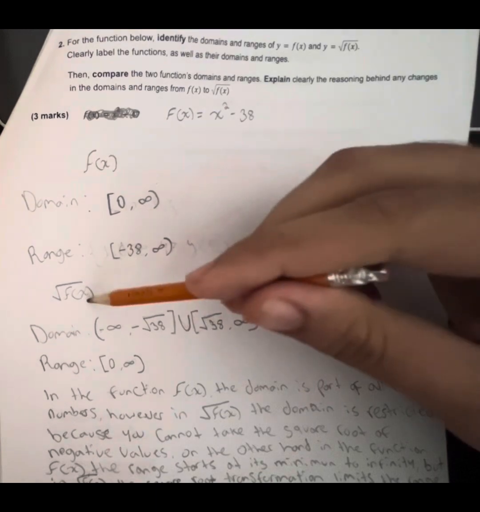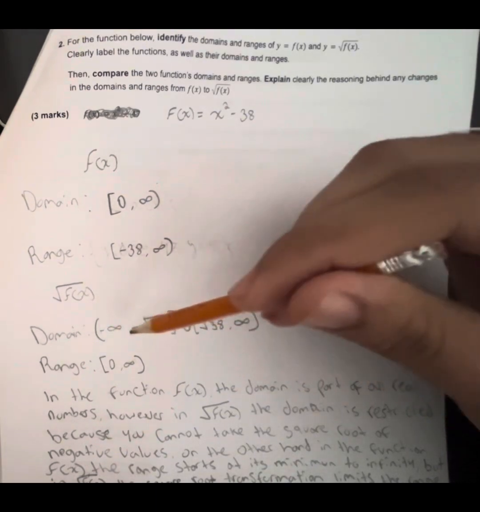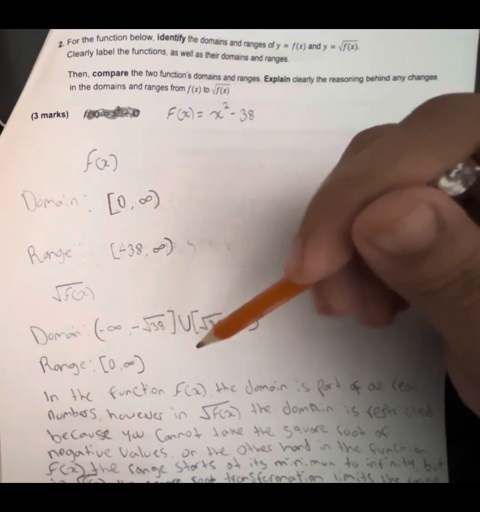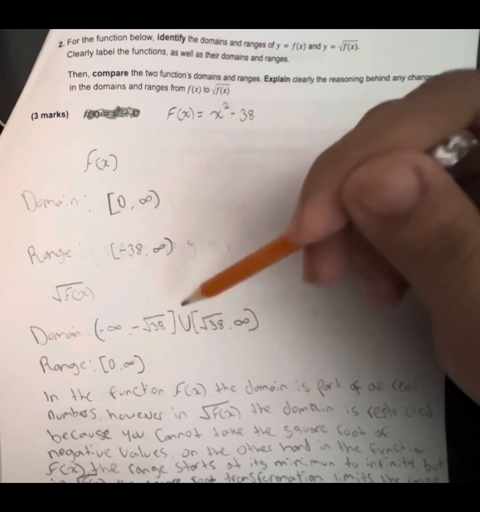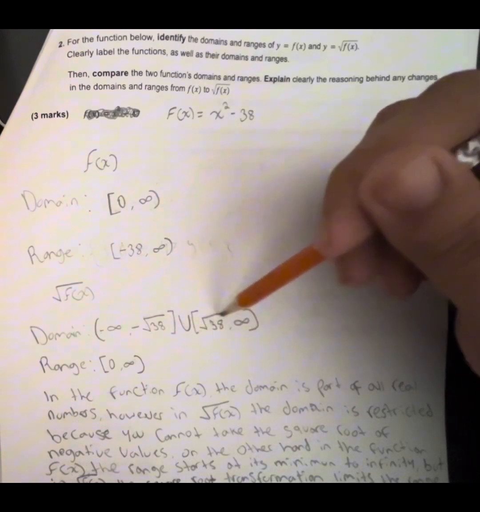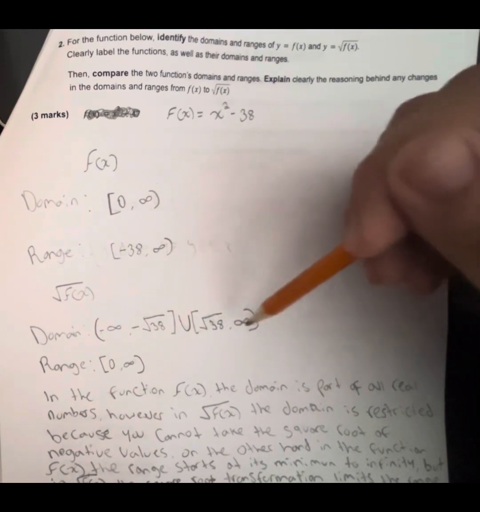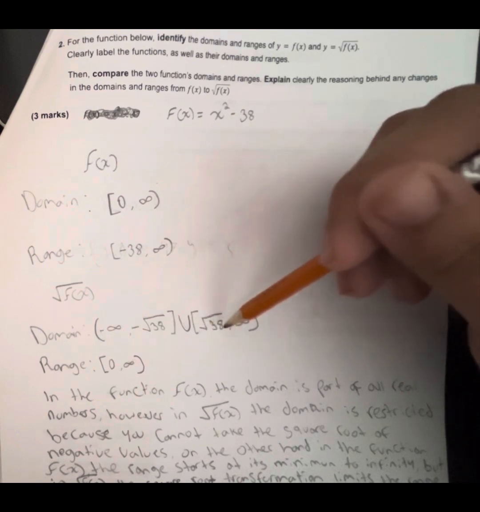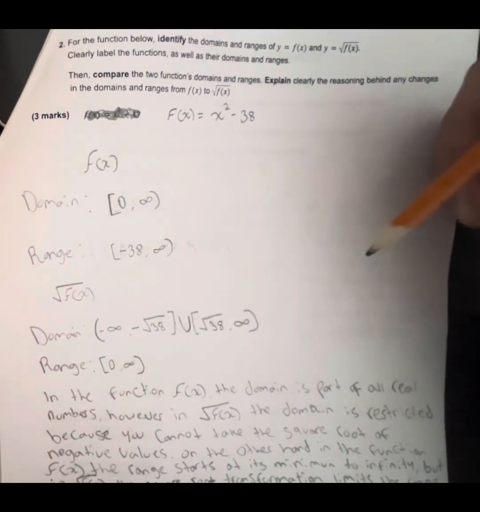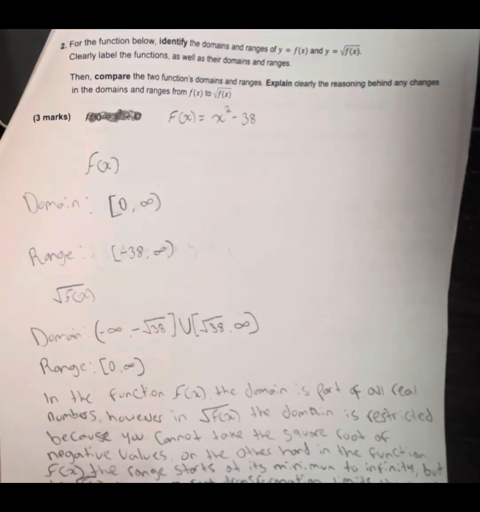And here, for the square root of f of x, the domain goes from negative infinity to negative square root of 38, union, the U here, square root of 38 to positive infinity. So it goes from square root of 38 to positive infinity. And the range is going to be from 0 to positive infinity.